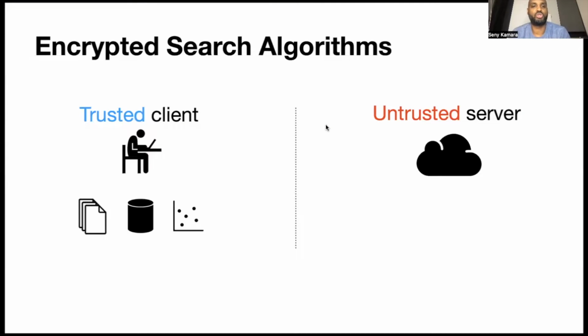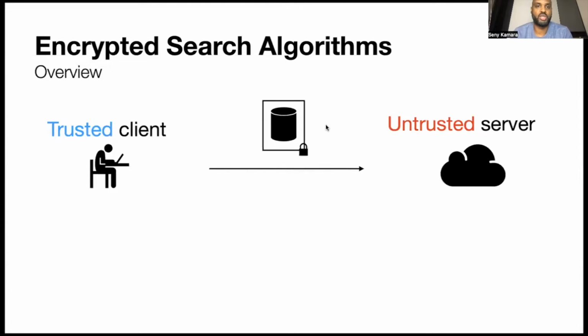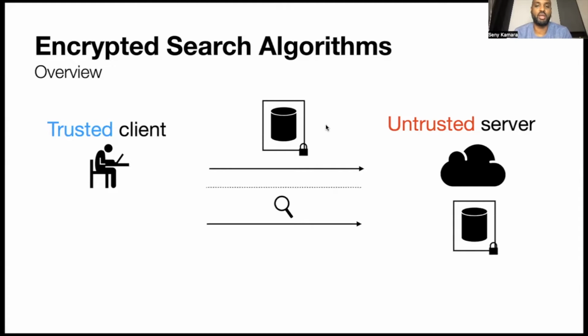So in the problem of encrypted search, we have a trusted client that has a private data set that it wants to outsource to an untrusted server. So we want to design encryption schemes that allow the client to encrypt the data before it sends it to the server in such a way that it can later send a query and have the server answer this query without having to decrypt the data.